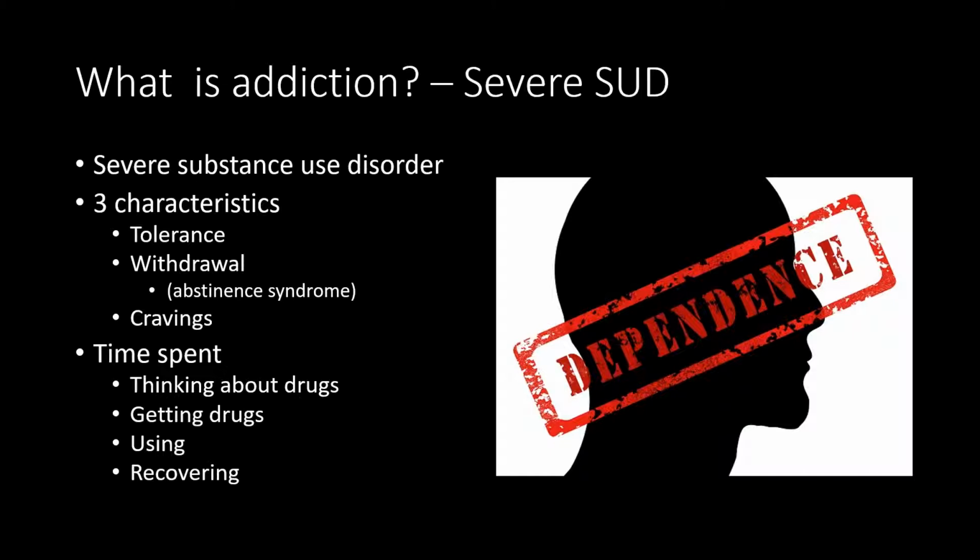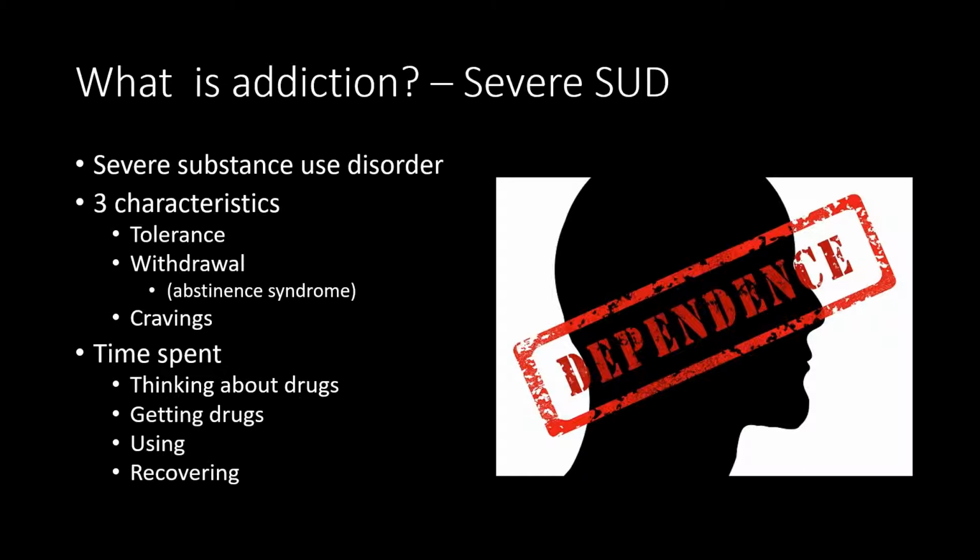Tolerance, needing more and more of the drug or substance, and withdrawal, which is sometimes referred to as abstinence syndrome, meaning when the person does not have the drug in their body system, do they experience physical or psychological symptoms. But a new condition that's been added to this diagnosis criteria is, does the person experience cravings?